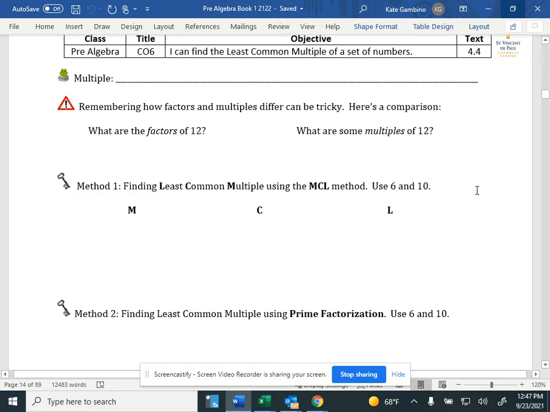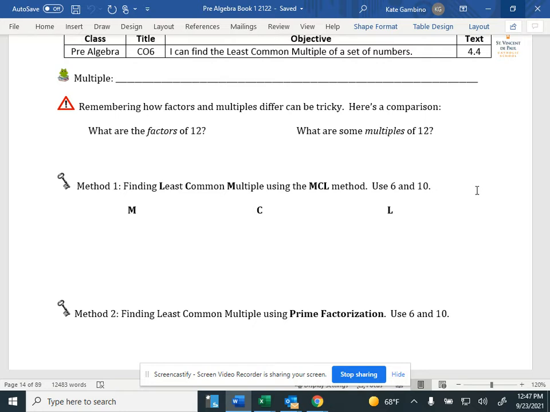All right, today we are working on our last objective of this unit. So we need to make sure that we have been preparing and understand any mistakes we made on other objectives, so next week we will be ready for preparing for our test. Today's objective is C06: I can find the least common multiple of a set of numbers.